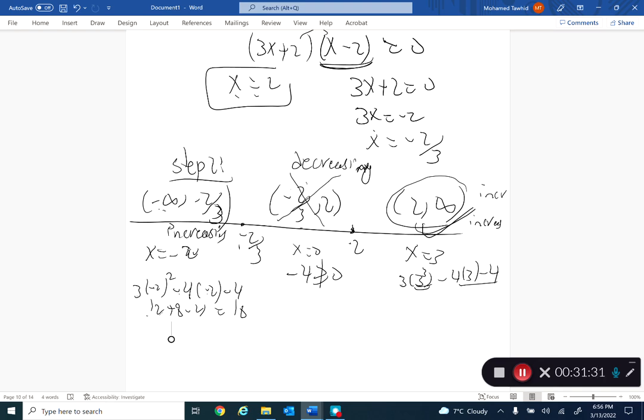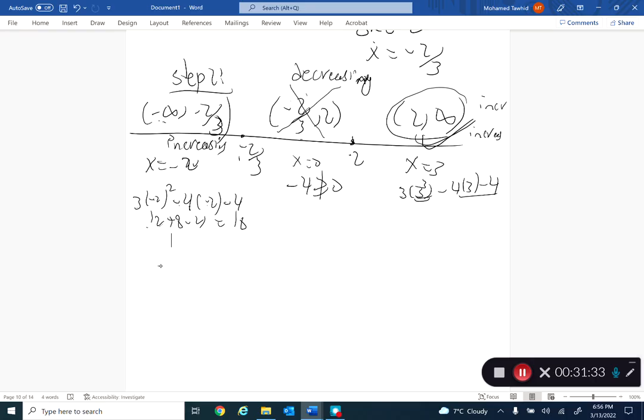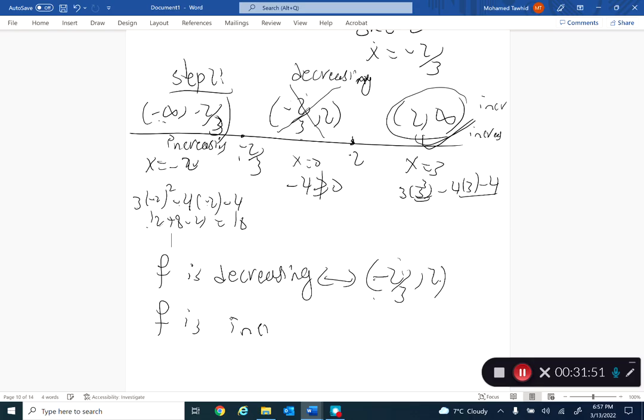So now where is the function decreasing? f is decreasing, going down, when your derivative is negative. Where is your derivative negative? Over the interval between negative 2/3 and 2. And f is increasing on minus infinity to negative 2/3, and on 2 to plus infinity. All right, so that is the conclusion here.